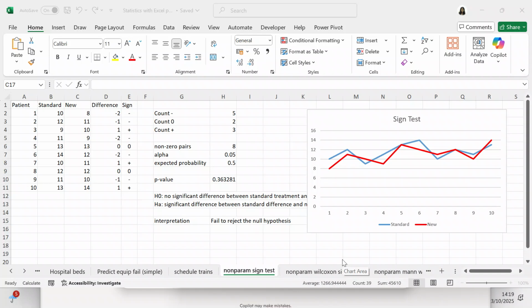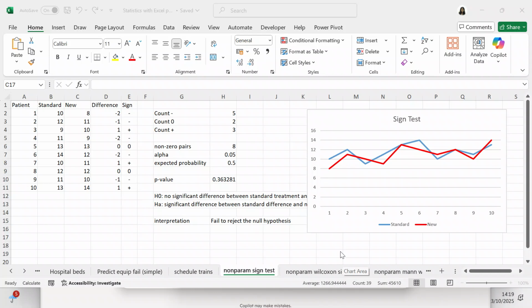In this video, what we're going to talk about is a nonparametric test. A nonparametric test is a test that you perform where the data does not form a normal distribution. And that's what you have nonparametric tests for.